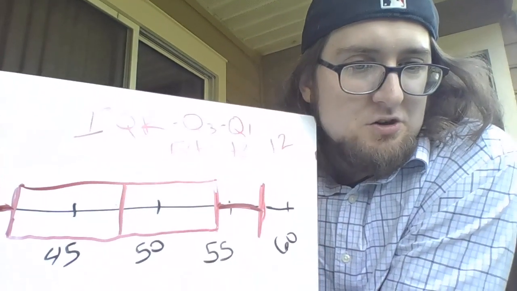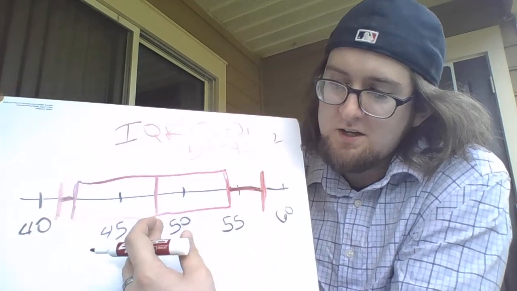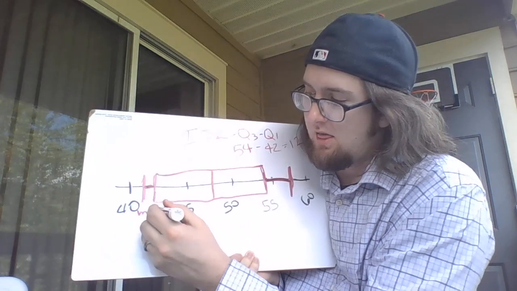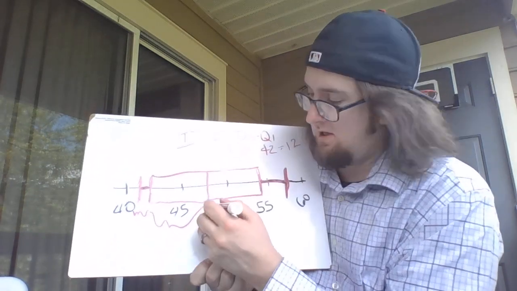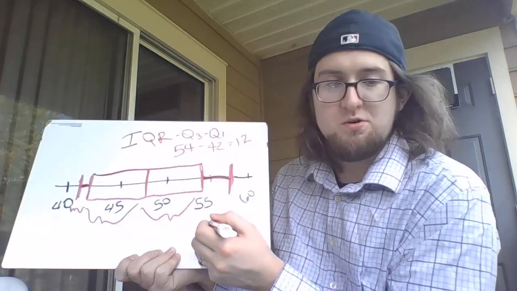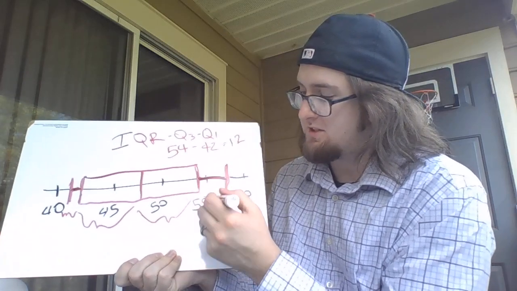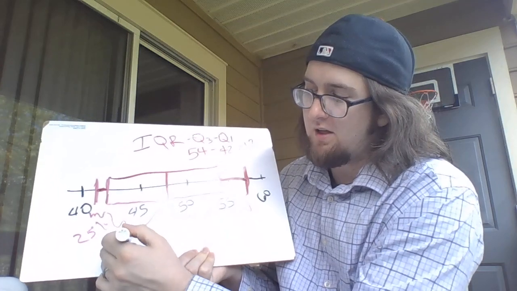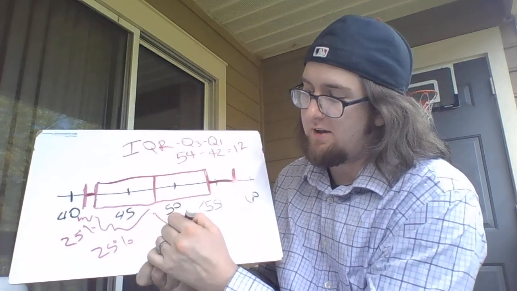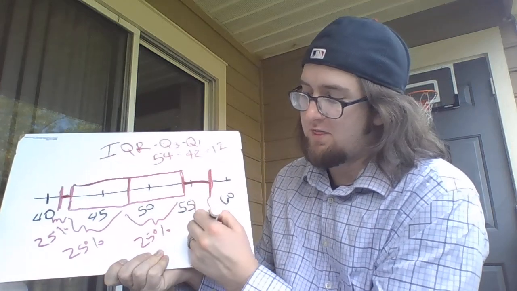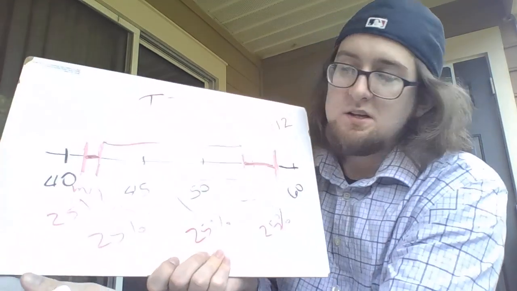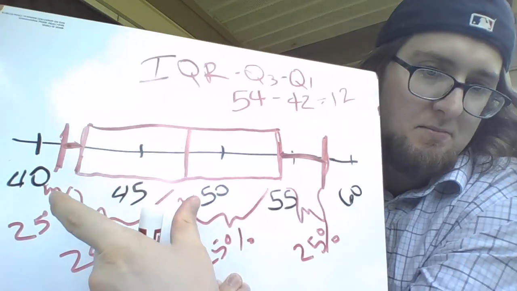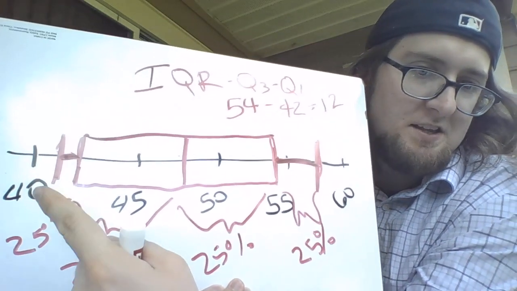The other thing I wanted to tell you about was each of these things, the whisker, the box from Q1 to median, the box from the median to Q3, and this whisker are all 25% of your data. They're all 25% of your data. And you'll need to know that when you're comparing things or trying to make inferences. So even though this whisker is much smaller than this part of the box, they're still 25% of the data.